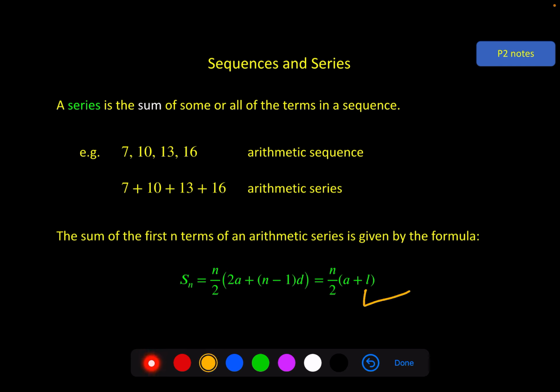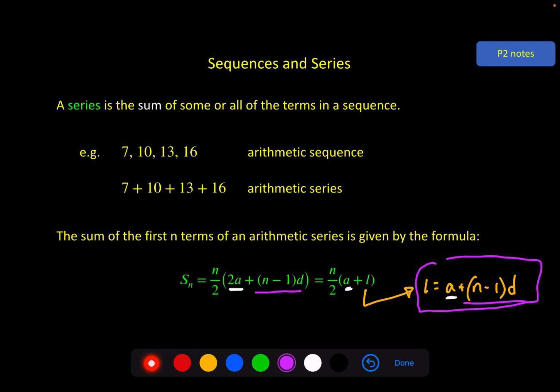And the last term is basically the nth term, where n is the number you've got overall. And we know that the nth term from our previous slides is a plus n minus 1 times d. And then if you take this a here and this a here, you end up with the 2a here, and then the n minus 1 d is still there. So it's the same formula in a slightly different way, using this last term formula for the nth term.